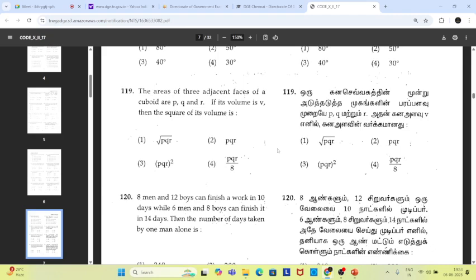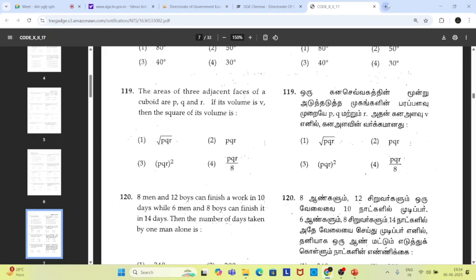Cuboid, just imagine, what is a cuboid? A 3D model of a rectangle, sir. Okay. So how many faces will be there in a cuboid? 6 faces. All the sides, you have got 4, and the bottom you have 1 face, and the top.